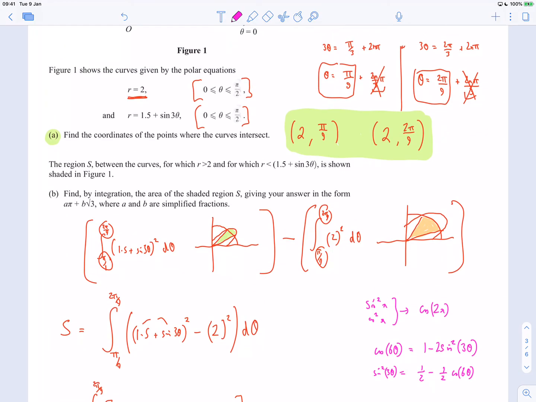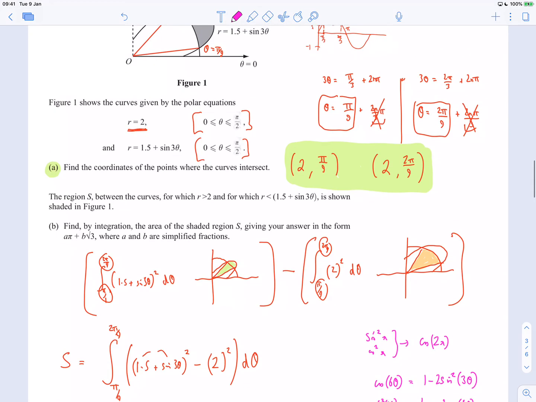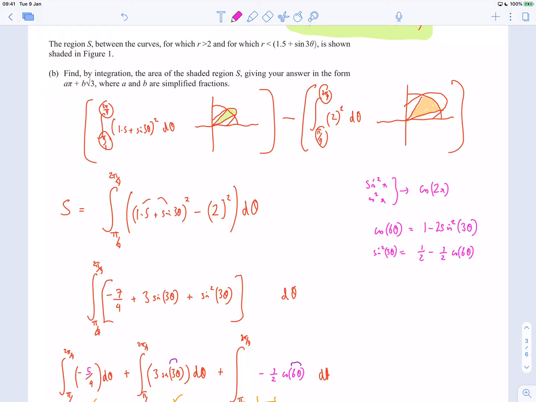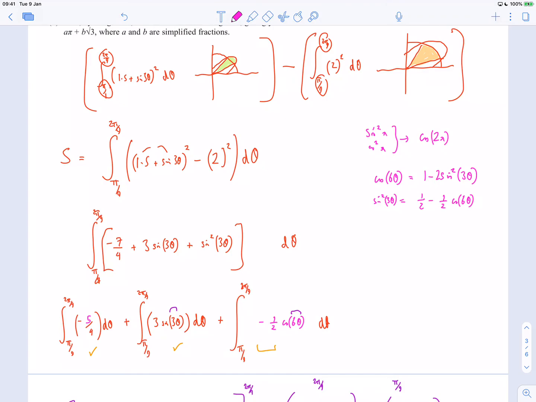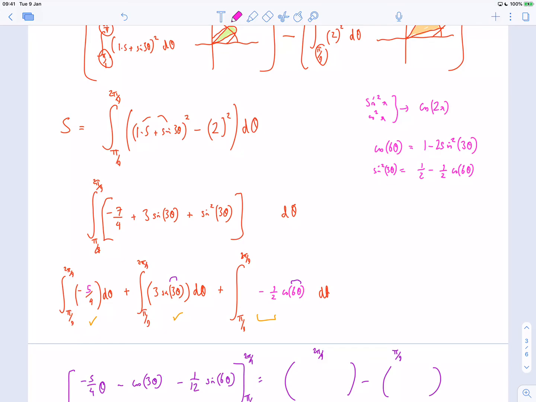Find by integration the area of the shaded region S. Yeah, no, I've done all this. And then, okay, so it's r squared, yes. 1.5 is 3 over 2. Let's get my calculator out. So 1.5 times 1.5, it's definitely 9 over 4. But if I minus 4, it's going to be minus 7 quarters. No, that's fine. And then I've got double 1.5 times that, which is yes. Yeah, no, that's fine. So this is legit fine so far.